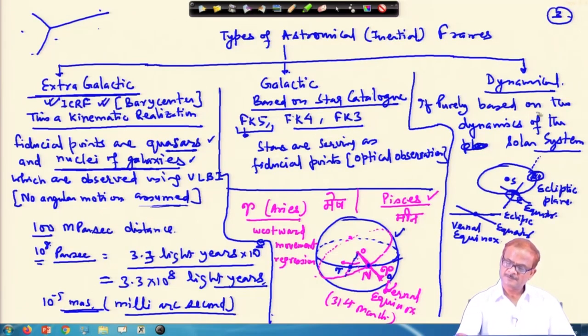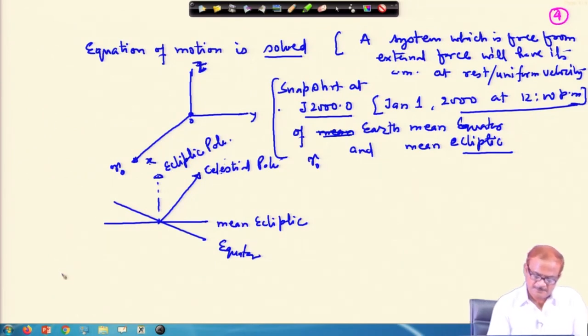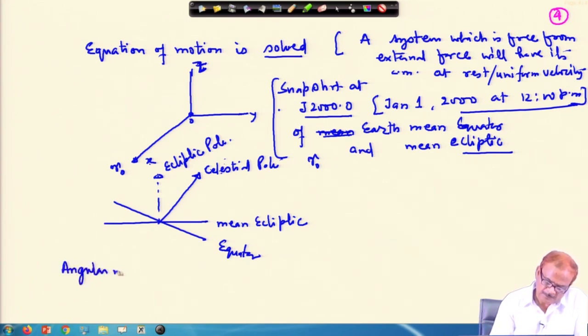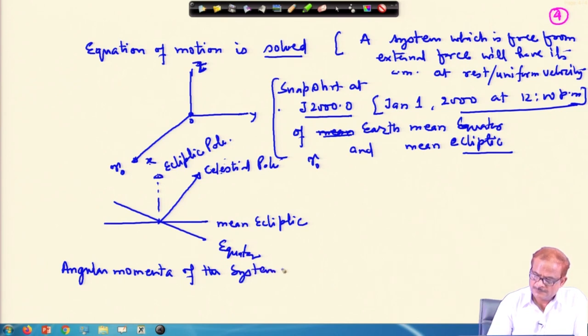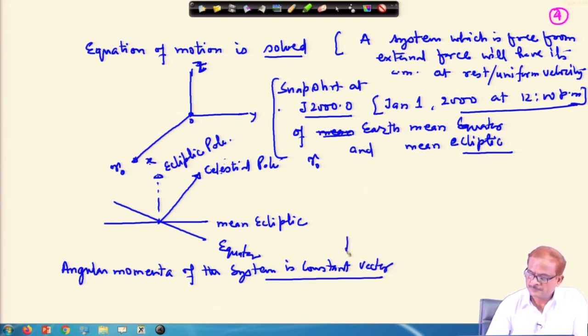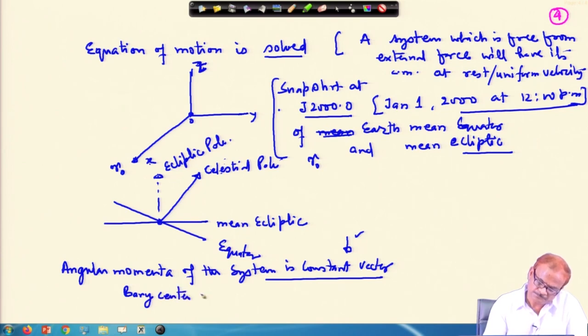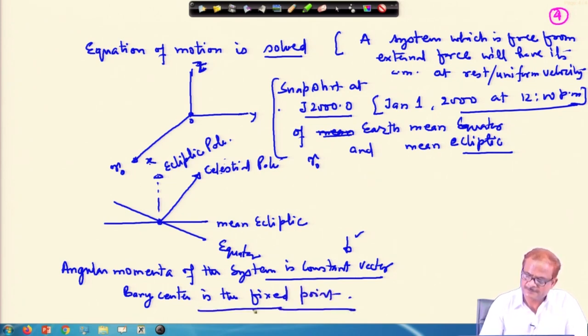Okay, so while solving the dynamical system, what we find, if you remember, is that the angular momentum of the system is a constant vector. So, this gives you a fixed direction. Either we can take this as the fixed direction, or we can take the barycenter, and the barycenter is the fixed point, because it is a center of mass, so it is either at rest or moving with uniform velocity. So, therefore, that makes it inertial.